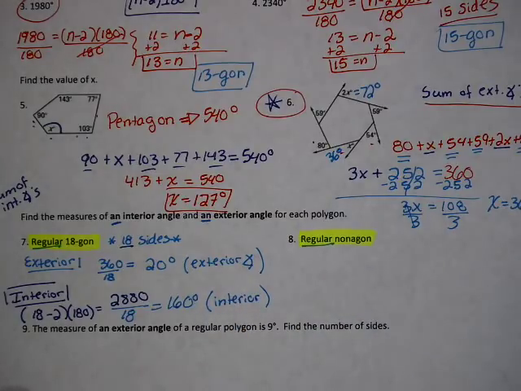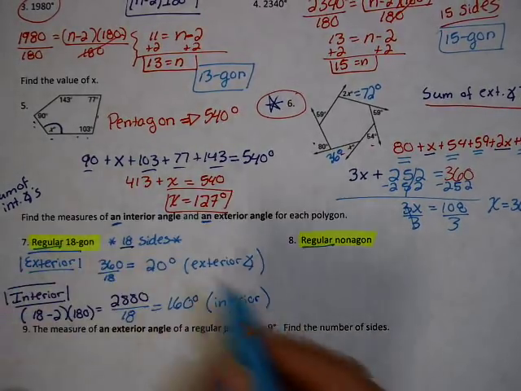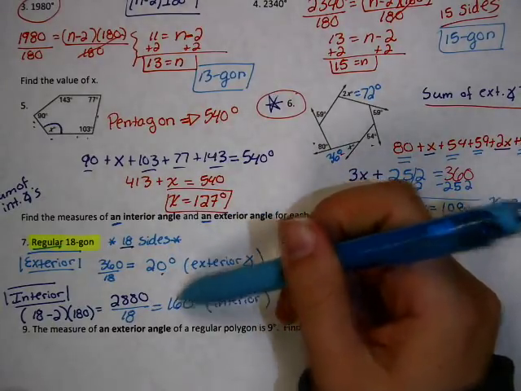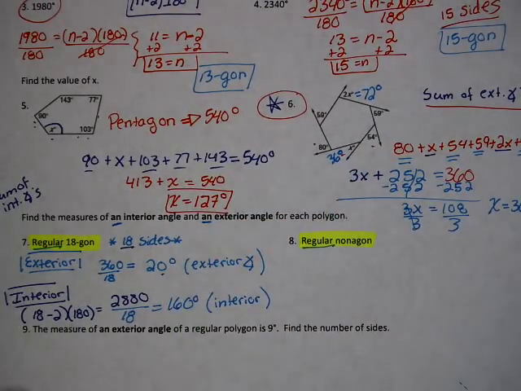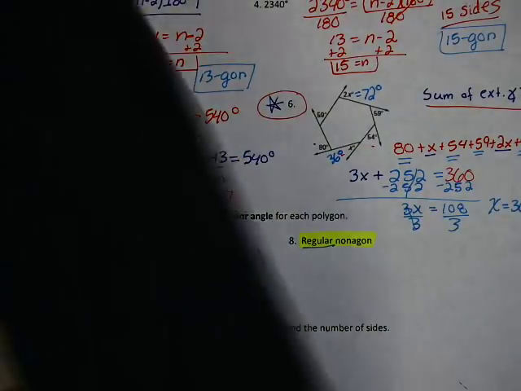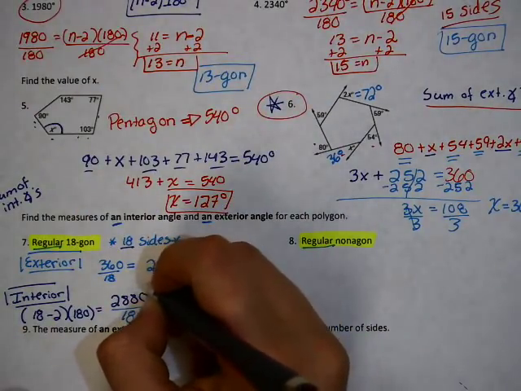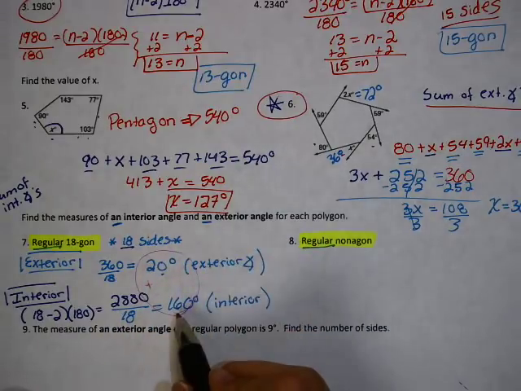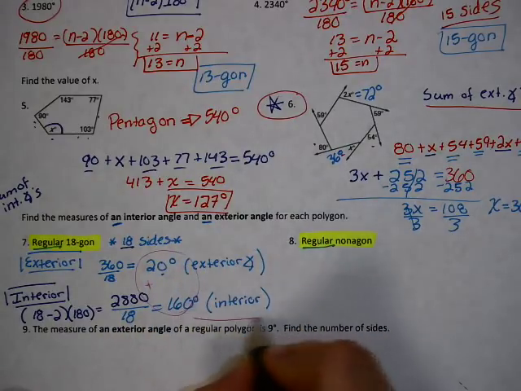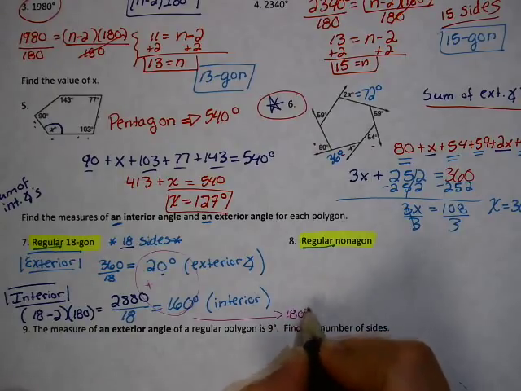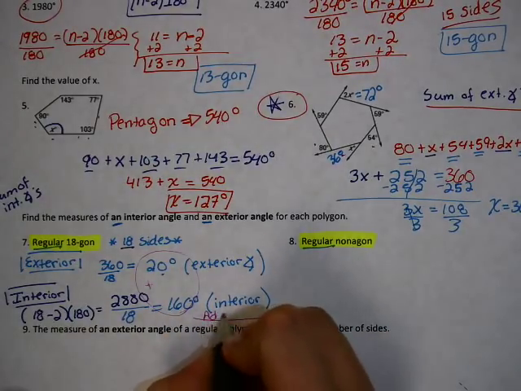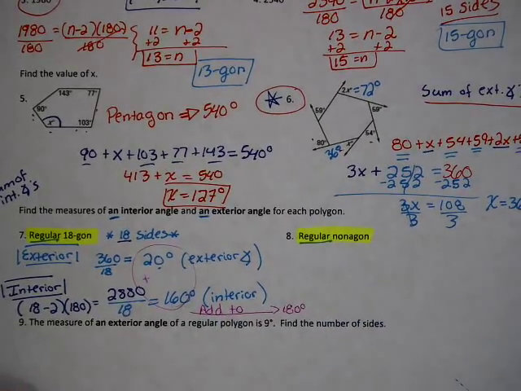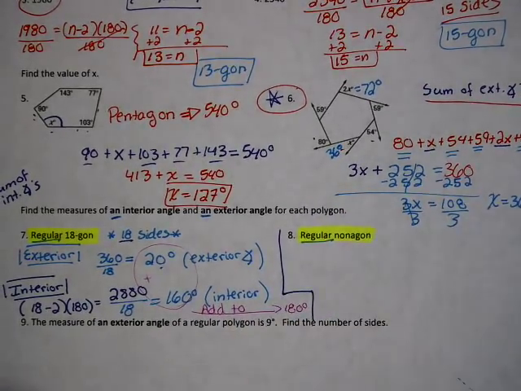Now, because it is a regular polygon, my interior and exterior angle must sum up to 180. So we can always check that these two add to 180, and they do. Which means that they are a linear pair and supplementary.